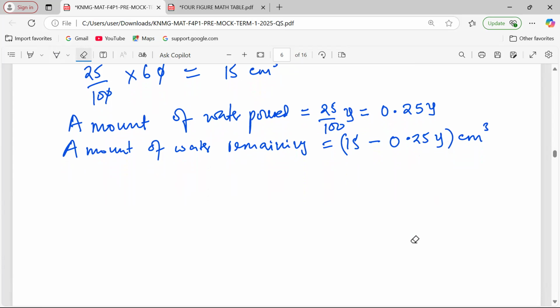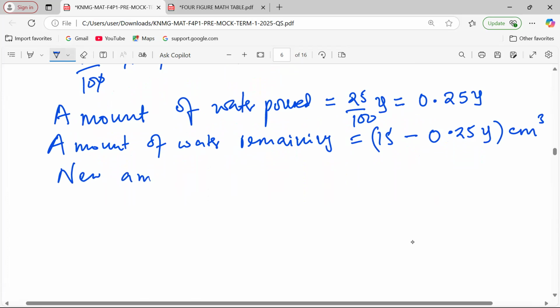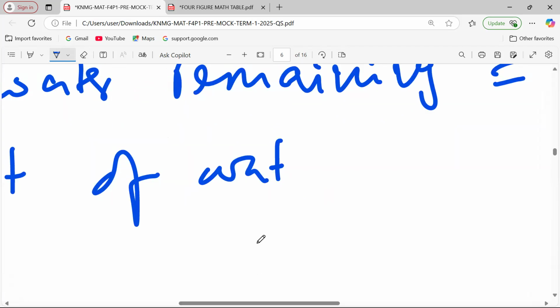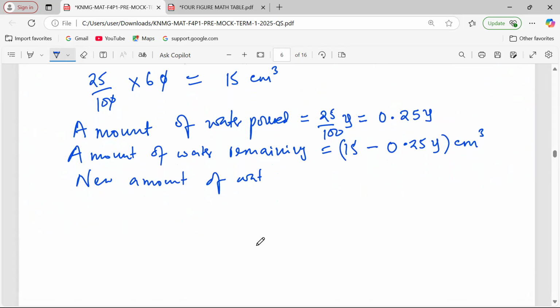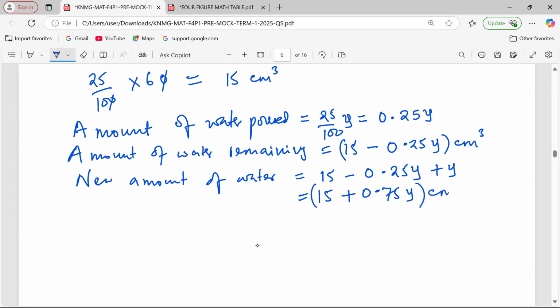So the new amount of water, after adding Y cubic centimeters of water, shall be 15 minus 0.25Y, which is the amount that had remained, plus Y, which is purely water. So we find that the new amount of water is 15 plus 0.75Y cubic centimeters.